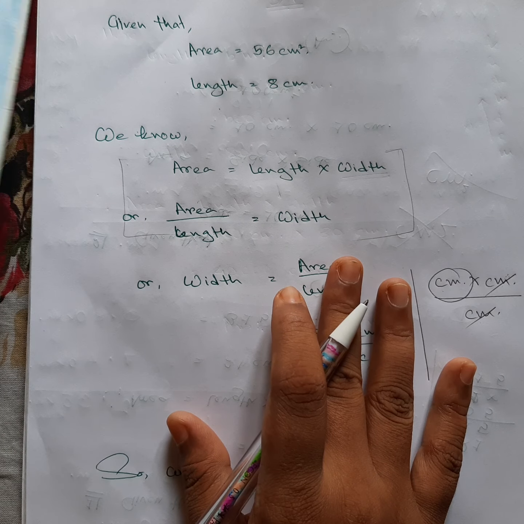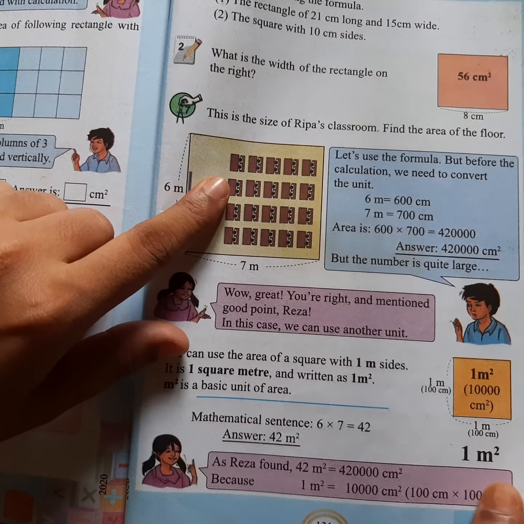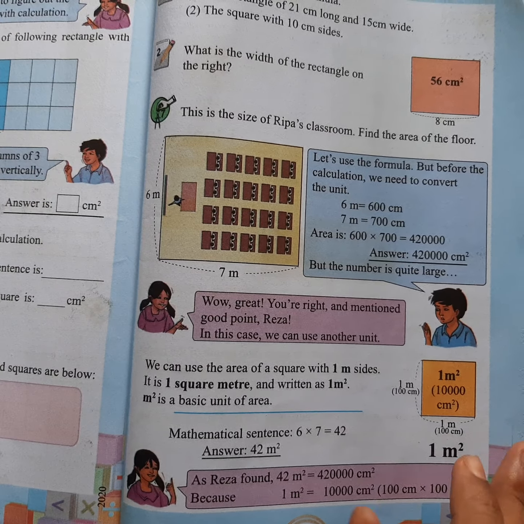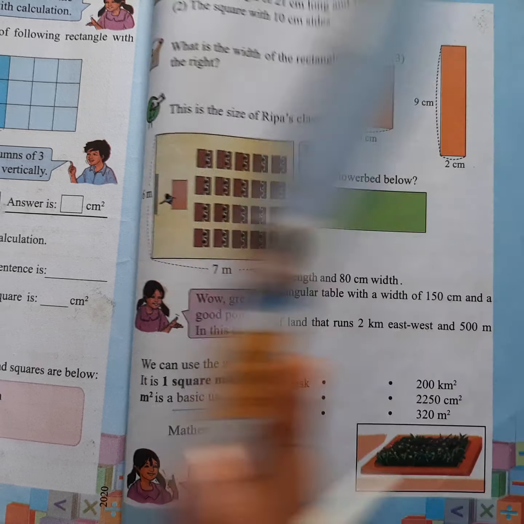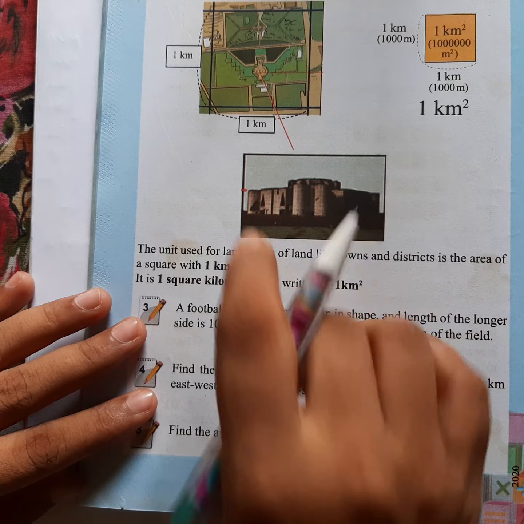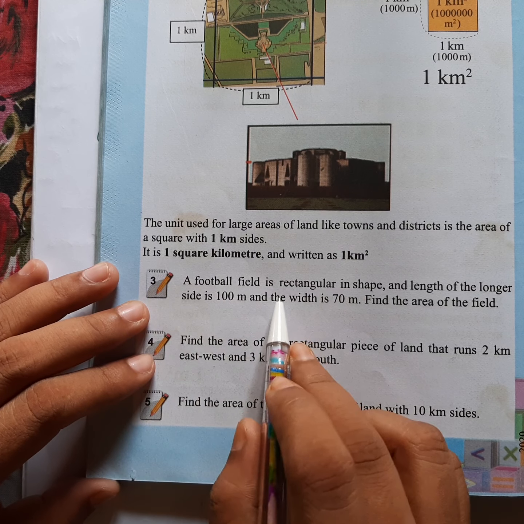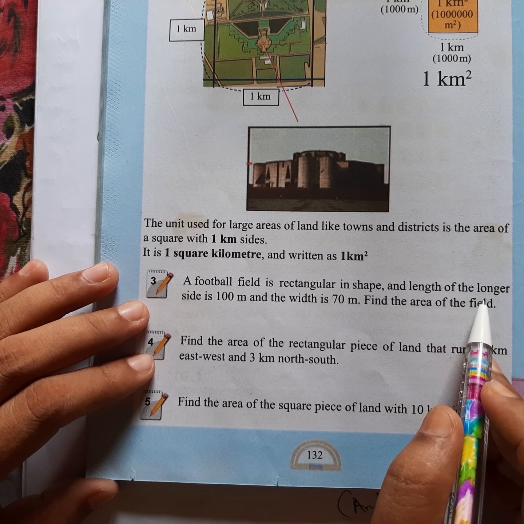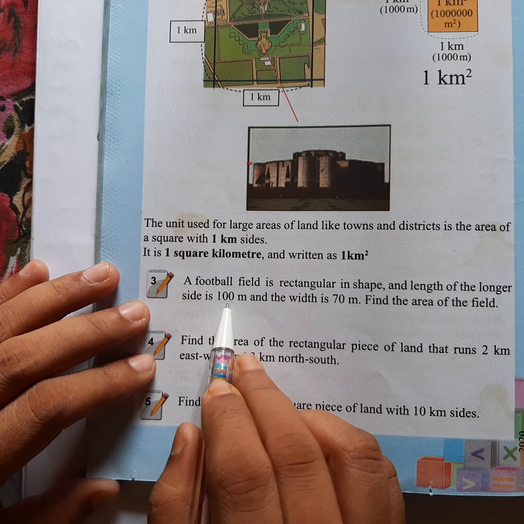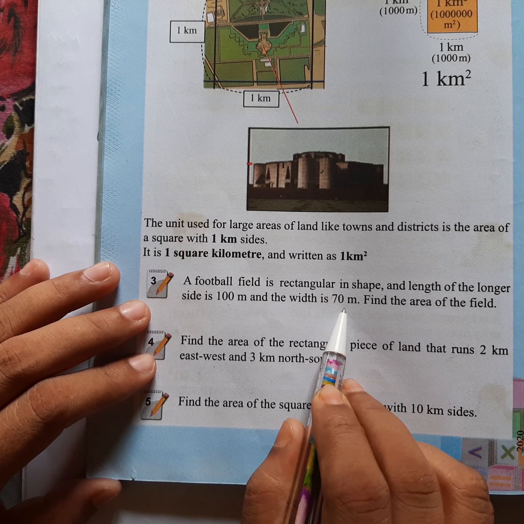Now this one is already done in your book, which I am not going to show, but I hope that you understand that part. And this one also you can do. A football field is rectangular in shape, and the length of the longer side is 100 meter and the width is 70 meter.